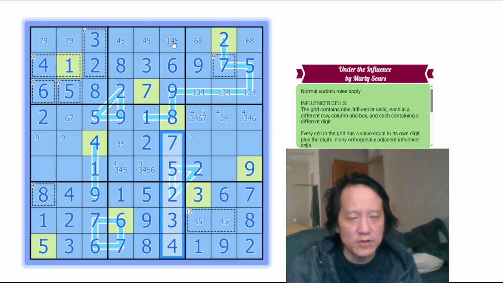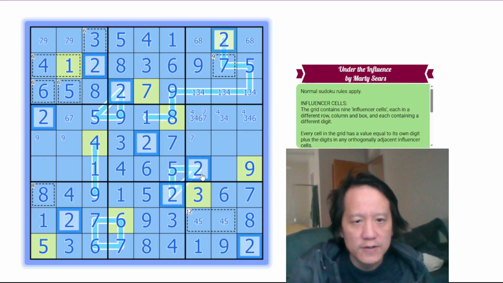4 and 5 here eliminate 4 and 5 here, so it's 1. This 5 eliminates 5 here, so it's 3. This can't be 3 or 5, so it's 4. This can't be 3, 4, or 5, so it's 6. 5 eliminates 5 here, so it's 4 and 5.